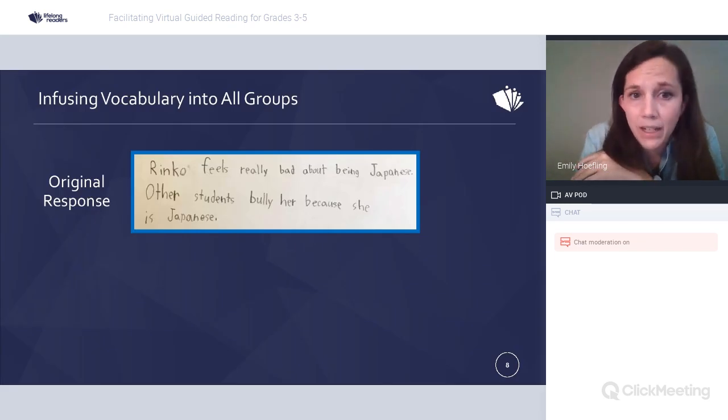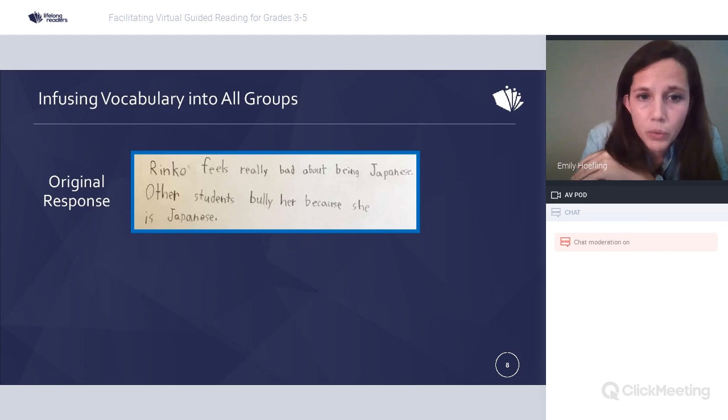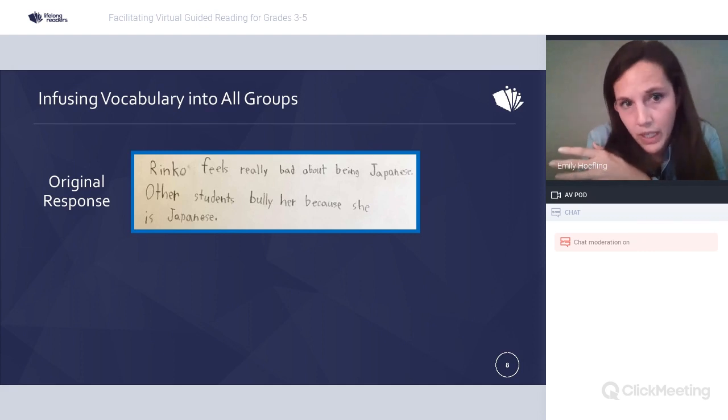Rinko feels really bad about being Japanese. Other students bully her because she is Japanese. Okay, that is completely correct. It's not very impressive. It's not very sophisticated.